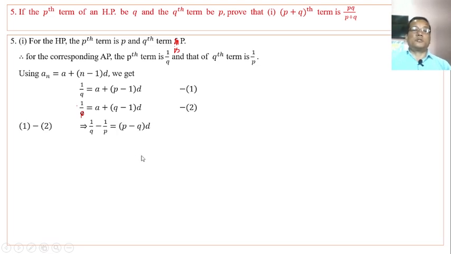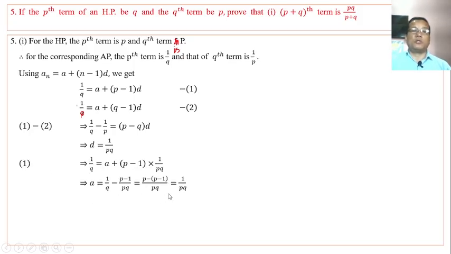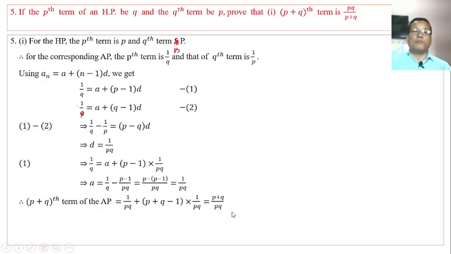Solve to get the value of d and the value of a. Put into equation 1: d equals 1 by pq, and a equals 1 by pq. Therefore the p plus q term of the AP is the first term plus p plus q minus 1 times the common difference, which simplifies to p plus q by pq, the corresponding HP term.